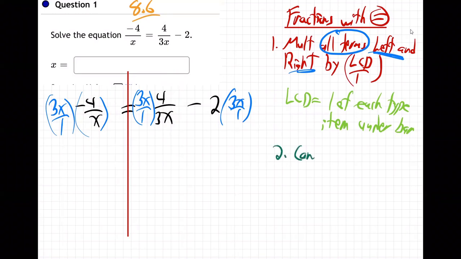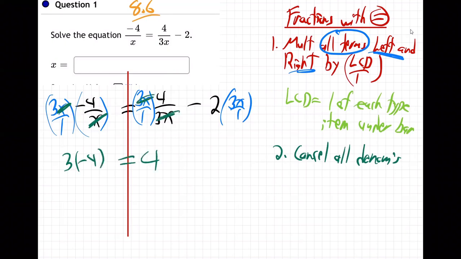Step 2. Cancel all denoms. That's the reason we're doing it, because we want to get rid of denoms. So this and this will cancel. What do we have left? 3 times negative 4. What happens here? 3x and 3x cancel. Bring down the 4.